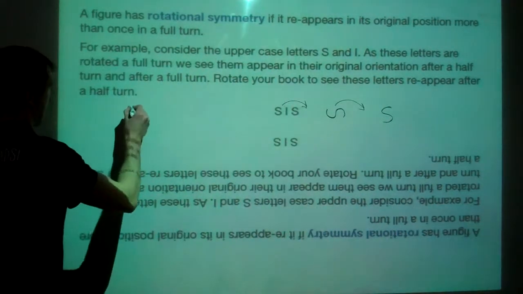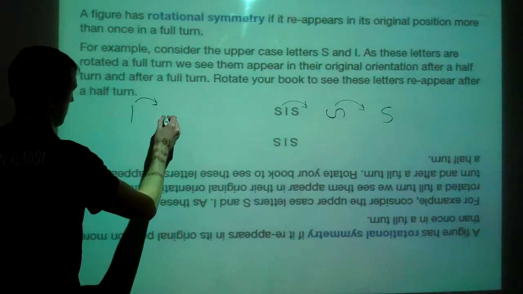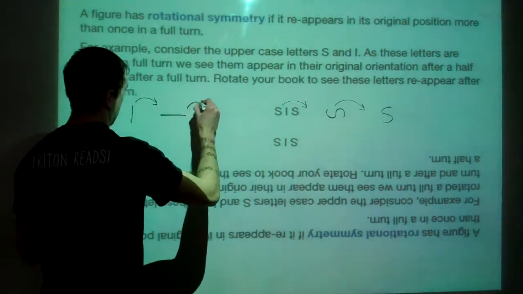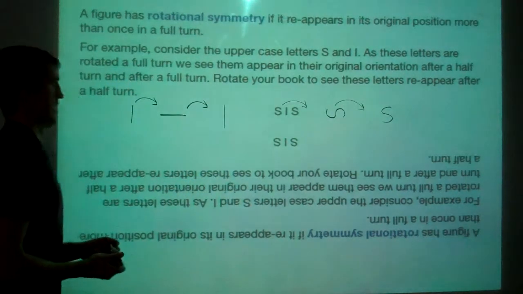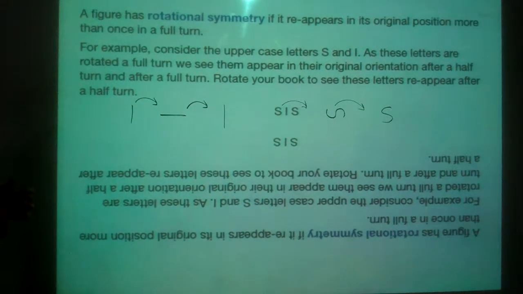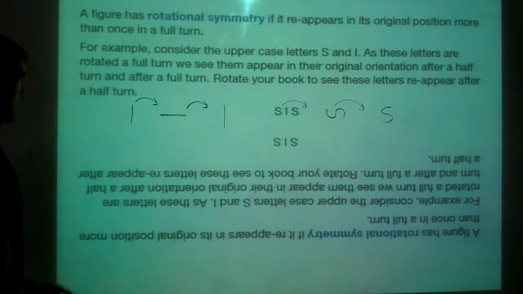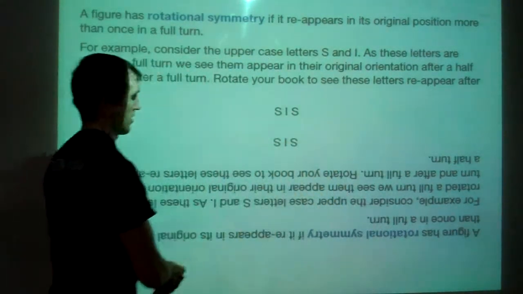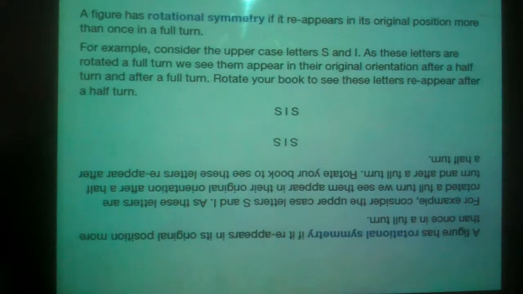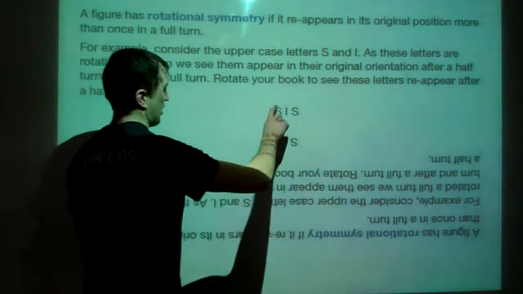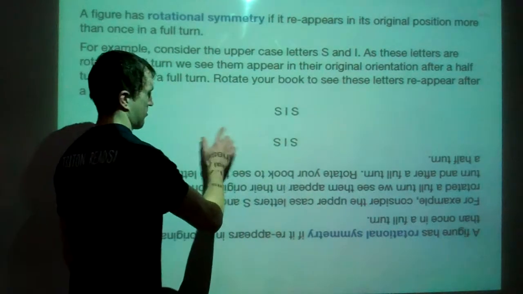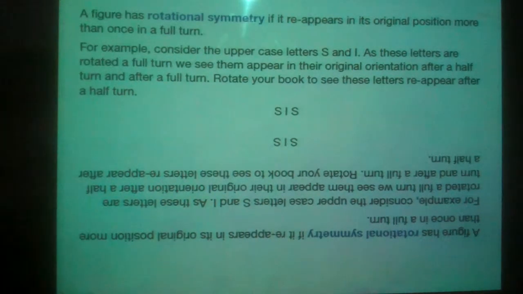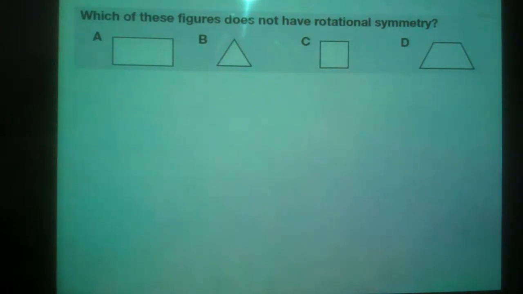Or if we look at our I, it starts right here, rotate it once, goes like that, rotate it again, and we still get that. And that's before we've rotated a full 360 degrees. So we would call these, they have rotational symmetry, these letters do, because obviously before we get to its original position, again, we get the same letters, okay? So pretty cool. That's a mirror image right there, at least for these.